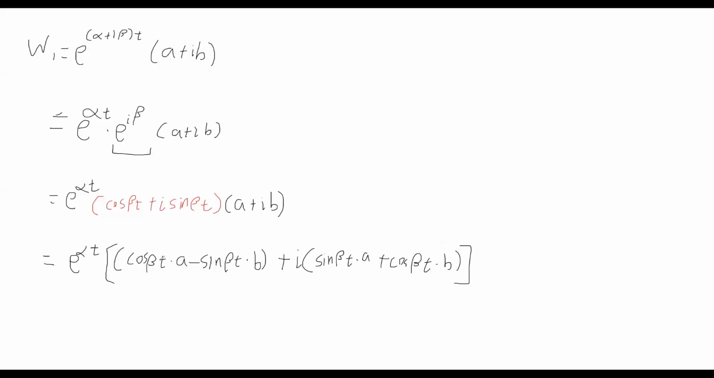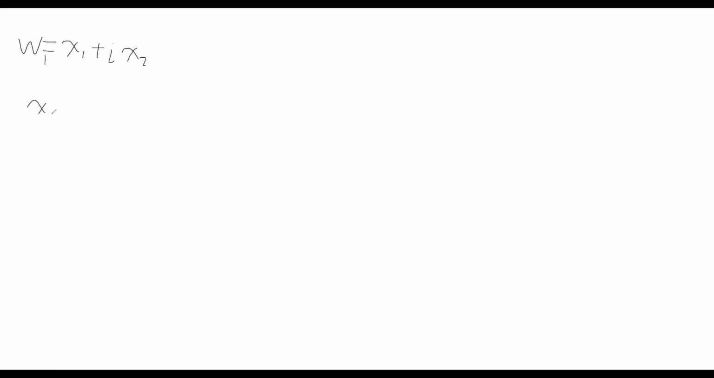So I'm going to rewrite w1 as x1 plus i x2, right? Where x1 is this thing, and x2 is this thing, with the e to the alpha t, of course. Now, we know that x1 and x2 are real vector solutions. Okay. Now, that means that they're real, right?